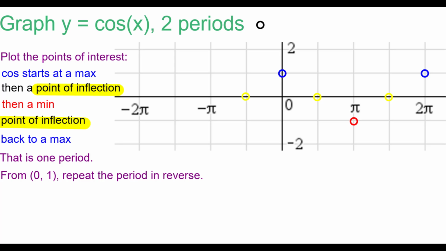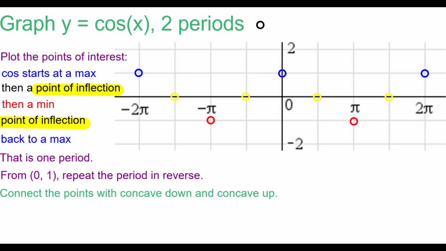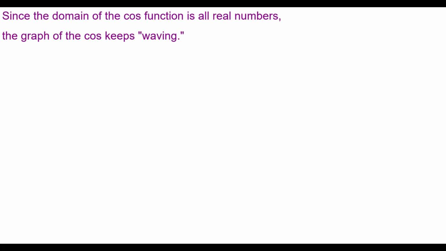So we'll go to negative pi over 2, 0 as a point of inflection. Negative pi, negative 1. Negative 3 pi over 2, 0. And a max at negative 2 pi comma 1. Connect the points with concave down and concave up. Since the domain of the cosine function is all real numbers, the graph of the cosine keeps waving.